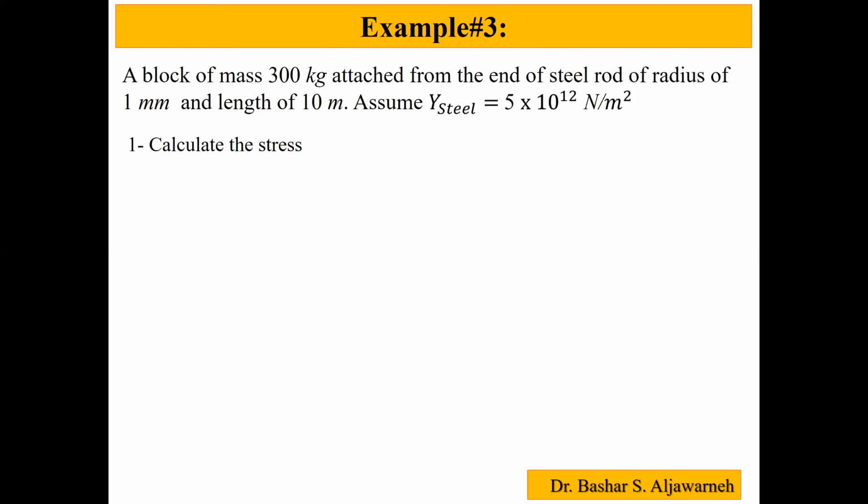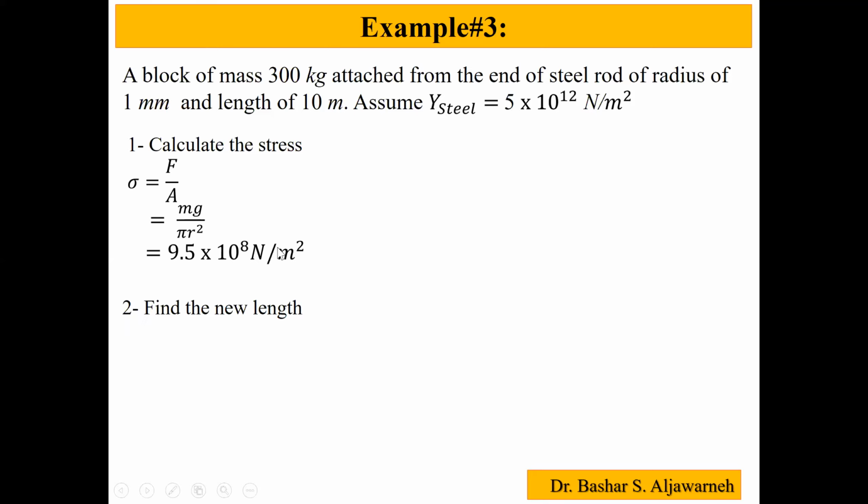Now, stress equals force divided by area, and the force here is the weight of the block, which is 300 times 10, and the area here, be careful, we are talking about the cross-sectional area. Now, we are talking about a circle, which is pi r squared. So we know the mass and we know the radius, and you have to convert it from millimeter into meter.